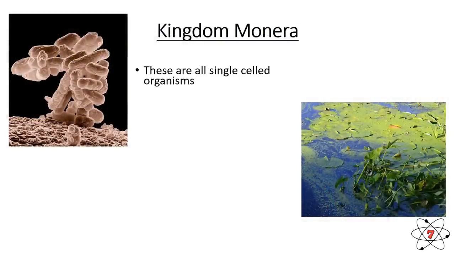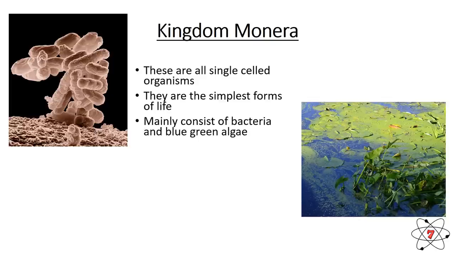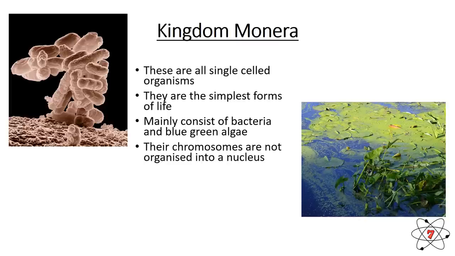These are single-celled organisms. This means they only have one cell in their body, never more than one. Monera are the simplest forms of life. There is nothing simpler than them. Most Monera are blue-green algae, but there are some other examples too. The most important thing about Monera is that their chromosomes are not organized into a nucleus. This means that the chromosomes are just floating free in the cytoplasm of the cell. This is very, very different to all of the other kingdoms.